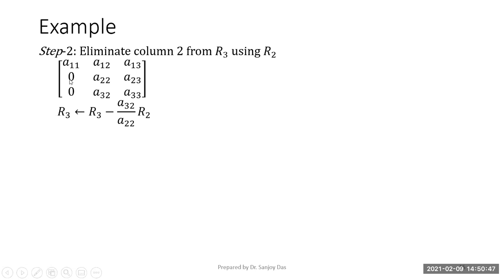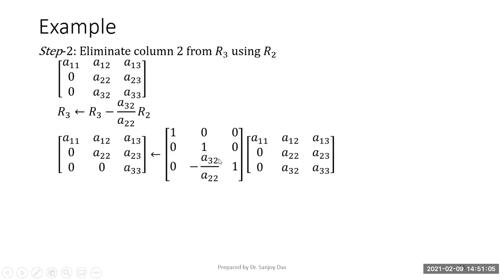So what we need to do is, the scale is A32 over A22. So we multiply R2 with this and subtract it from row 3, and we get the new A, where A32 is now eliminated. And this is the equivalent matrix operation. Any questions so far? Nope. Okay. So our A from step 1 is now replaced with M2A.